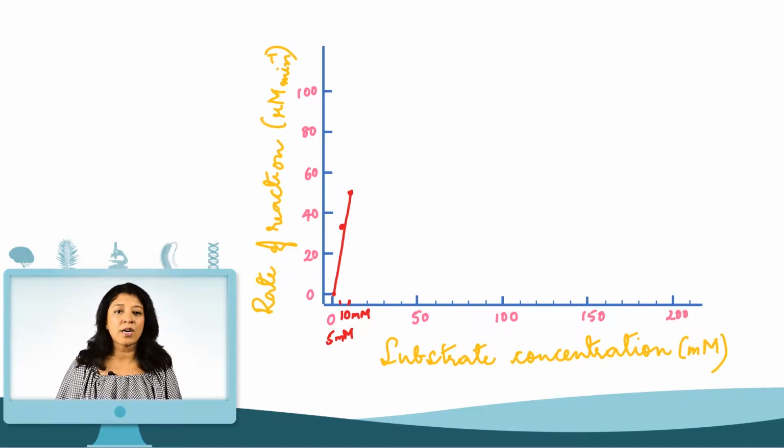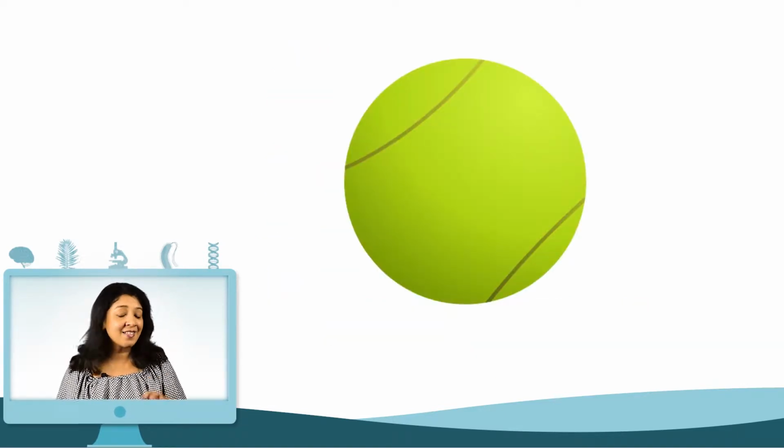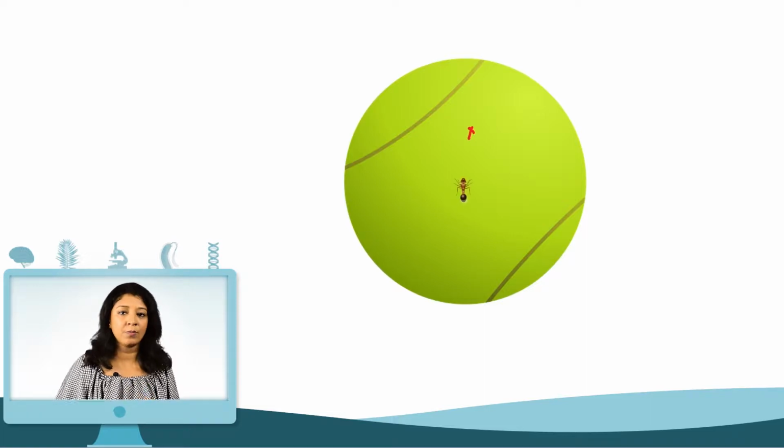Now you're probably wondering why this happens. Why does the rate of the reaction increase along with the substrate concentration? Let me explain this to you using one of my favorite tools, an analogy. So let's take a tennis ball and let's mark a red spot on it. Now you place an army ant on this ball. How soon do you think the ant will find the red spot? It might take a while, right?